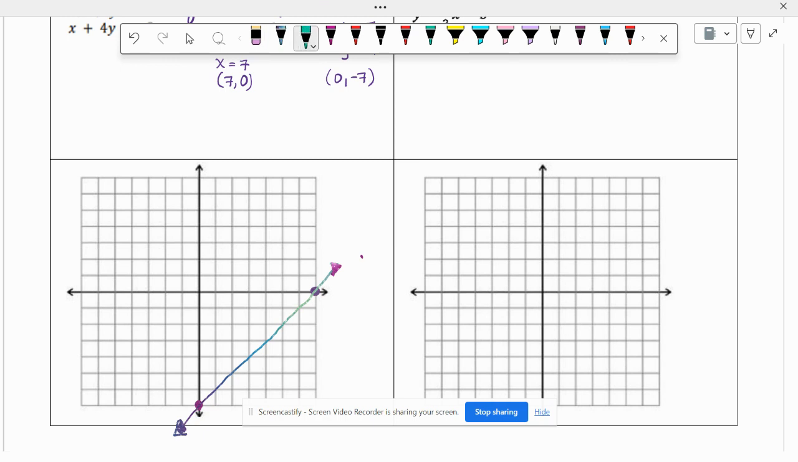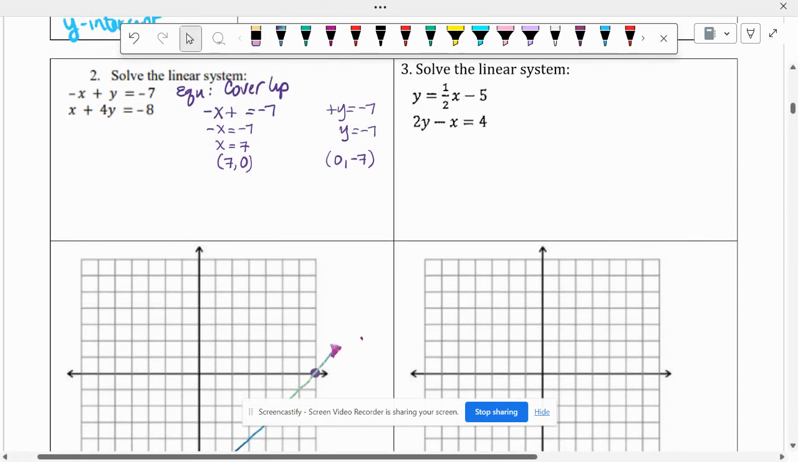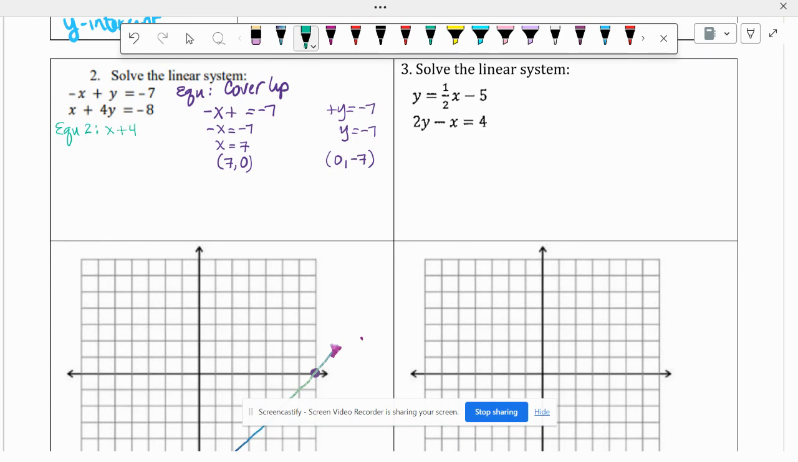Now let's look at the next equation. So equation number 2, I'm going to solve for y. x plus 4y equals negative 8. And I could do this one using the cover-up method. I'm just trying to show you multiple ways, right? Remind you of things that you learned in the past. So I'm going to subtract x from both sides. I'm trying to solve for y, get y all by itself.